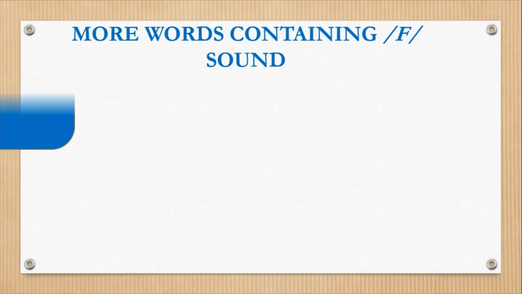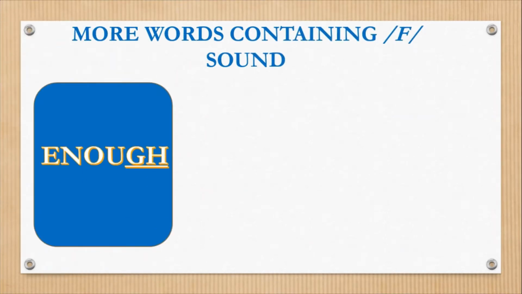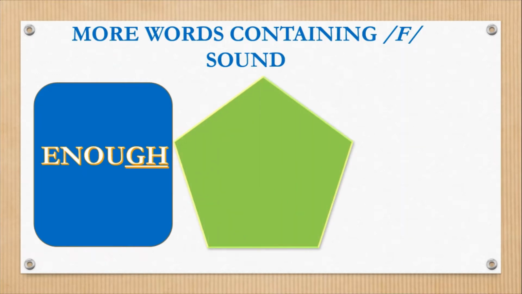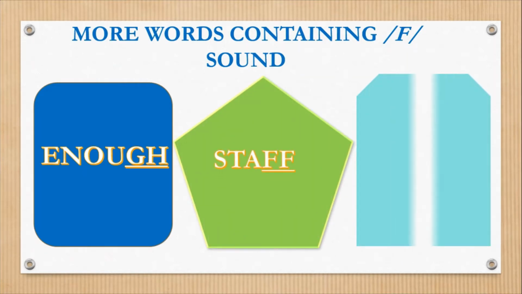More words containing the sound include enough, staff, philosophy. In enough, we have the letters GH representing the sound, and it is appearing at the final position. In staff, FF is representing the sound, and it is appearing at the final position as well. While in philosophy, we have it at the initial and at the tail end of the word.